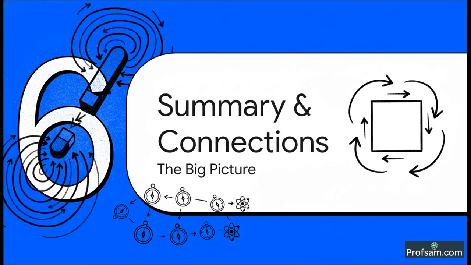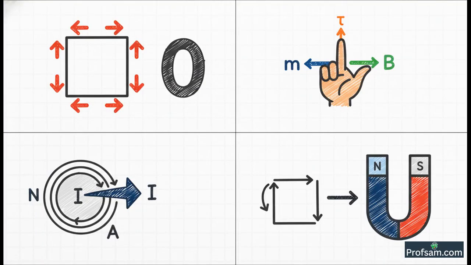Theek hai, let's quickly wrap up. We will summarize the key points and see how this topic connects to the rest of magnetism. So, to summarize, first, a current loop in a uniform B field feels zero net force, but it does feel a torque. Second, that torque is given by the cross product M cross B. Third, we define the magnetic moment M as N I A. And finally, all of this means a simple current loop behaves just like a small bar magnet.